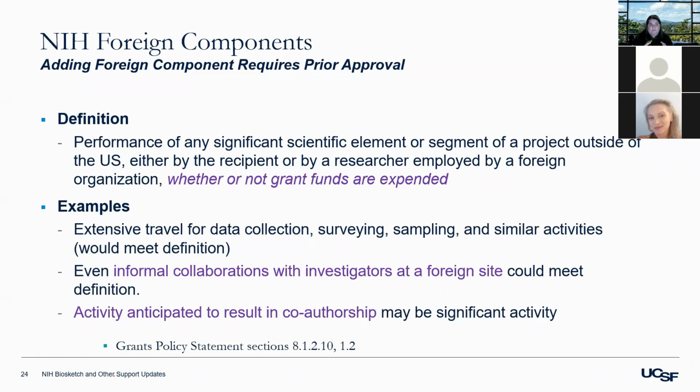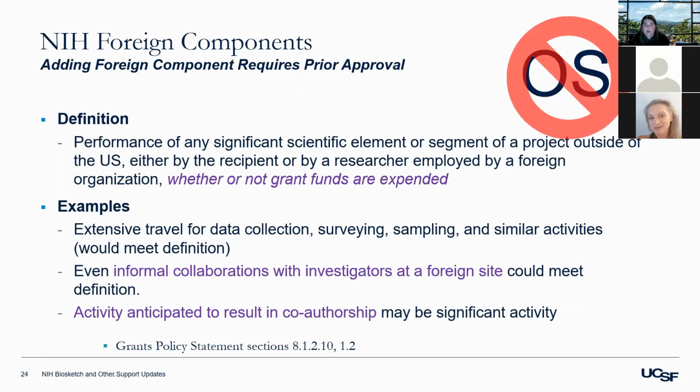So if the foreign component is actually a portion of the research project that's happening in a foreign country, it requires prior approval. It should be clearly spelled out as part of the proposal, and then if the proposal gets awarded and there's nothing in the notice of award specifically excluding it, then that's the approval. If it was not part of the original proposal, then a separate prior approval request has to be submitted in order to add this foreign component.